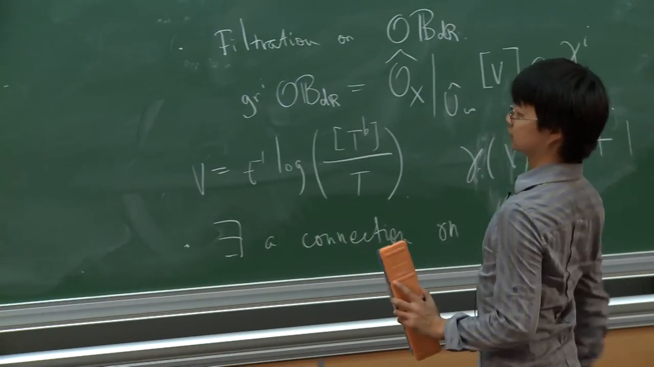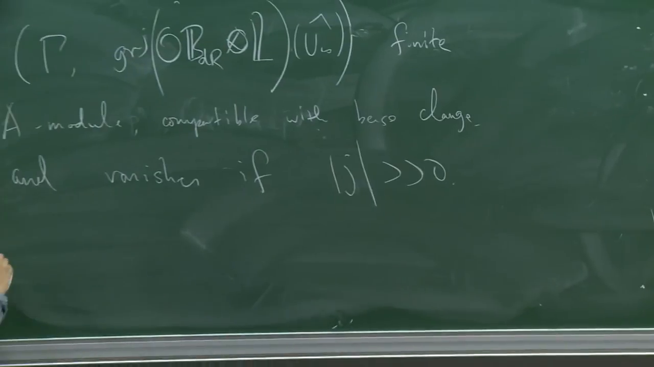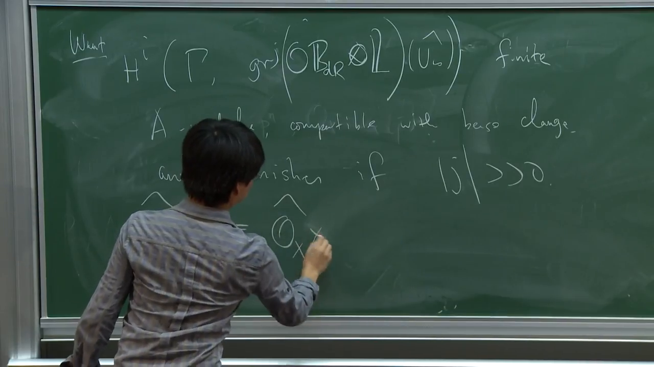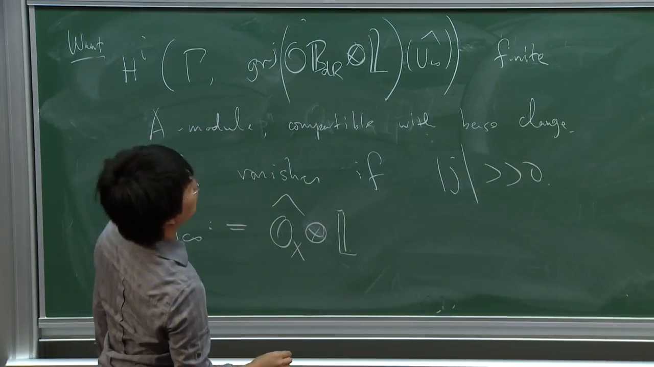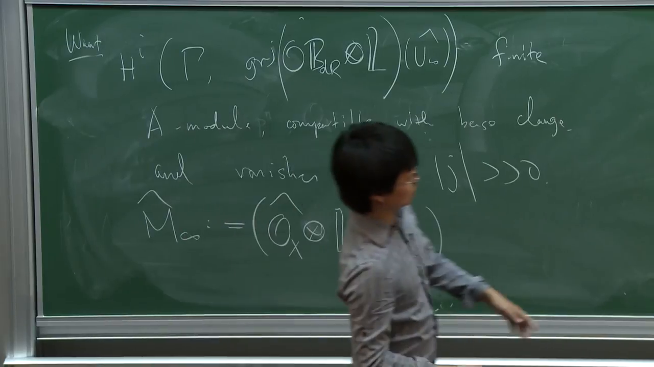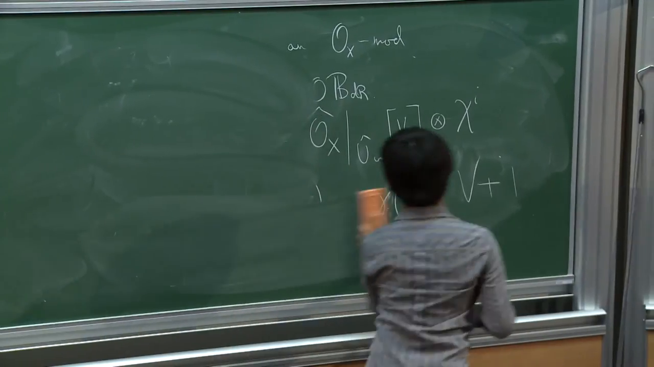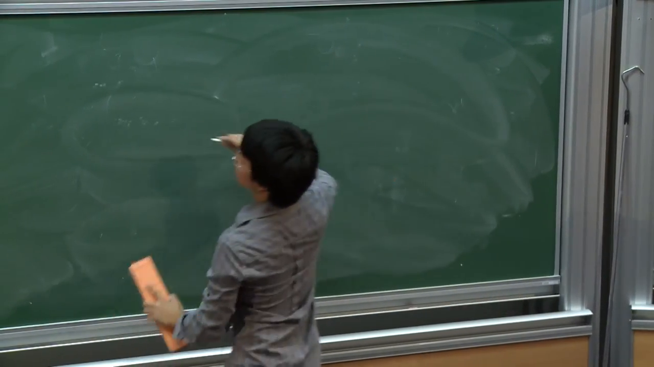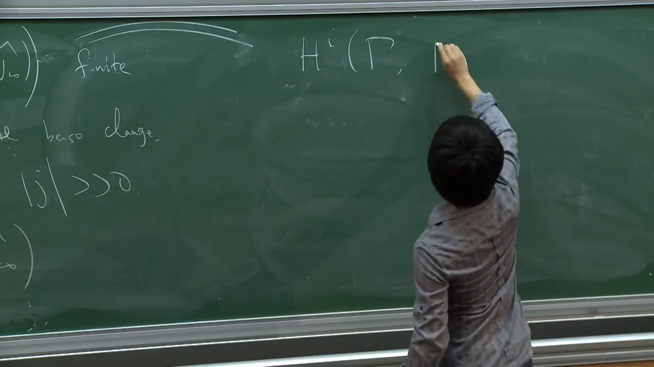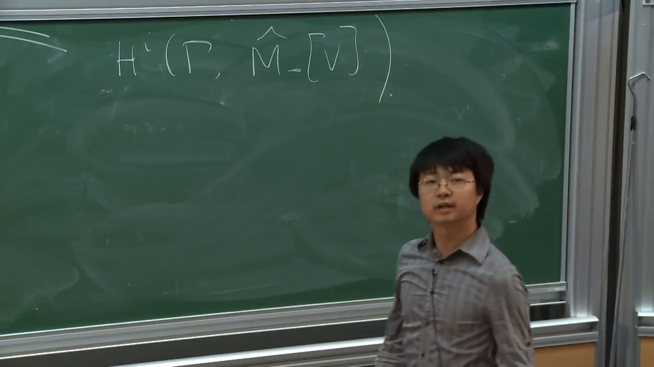Okay, so this is what I want. The problem is how to calculate this, but let me just remind you, let me write M infinity hat as I evaluate this sheaf at U infinity hat. According to this expression, what do you really want to calculate? It's really just H^i of Gamma on M hat, adjoint one variable.